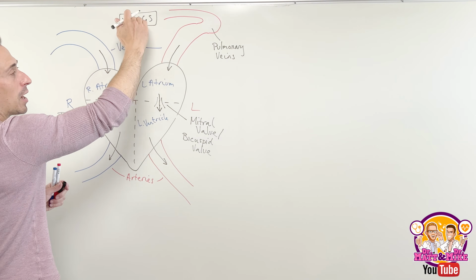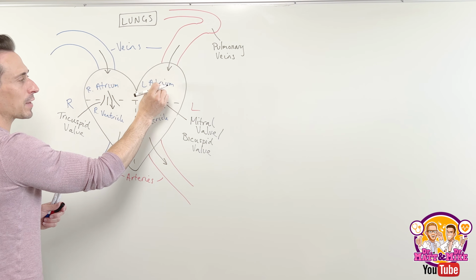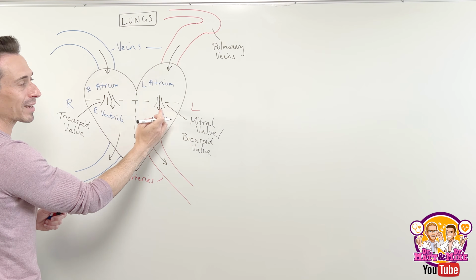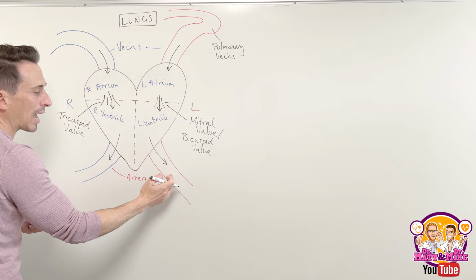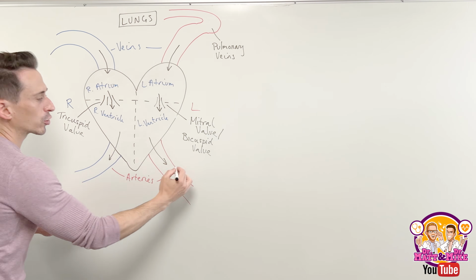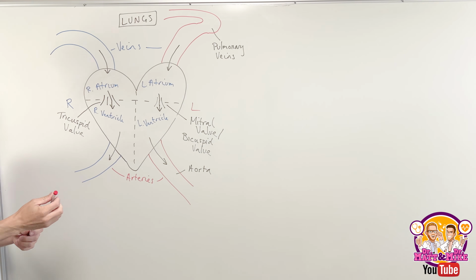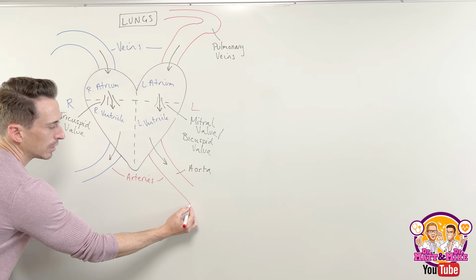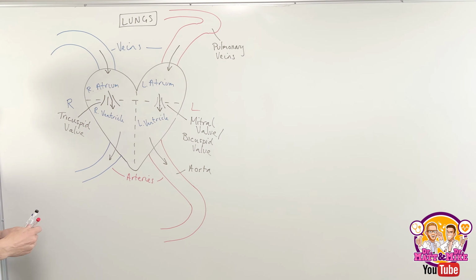Blood goes from the lungs through the pulmonary veins back to the left atrium, from the left atrium through the mitral valve or bicuspid valve into the left ventricle, from the left ventricle into an artery. What is this artery called? It's called the aorta. Now from the aorta, it will branch a whole bunch of times, but ultimately the point of the aorta is to deliver blood to the body.